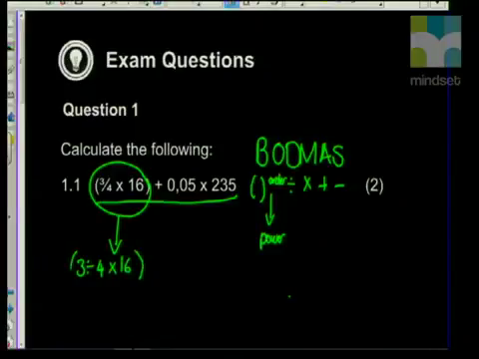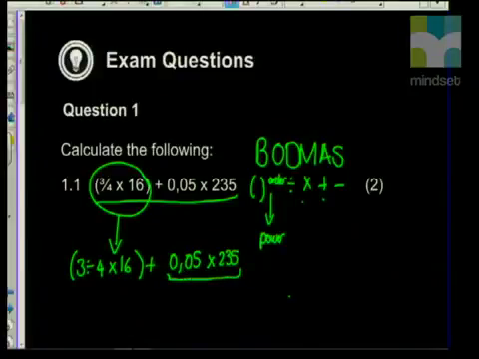And I would do that part first. Then I would add, then it'd be 0,05 times 235. And again, timesing comes before adding, so therefore this part would be done next. So let's get out our calculator and do this first bit.